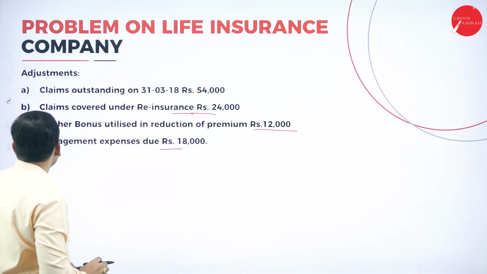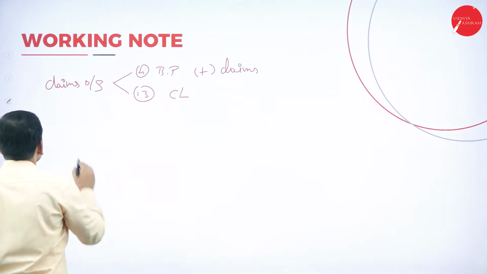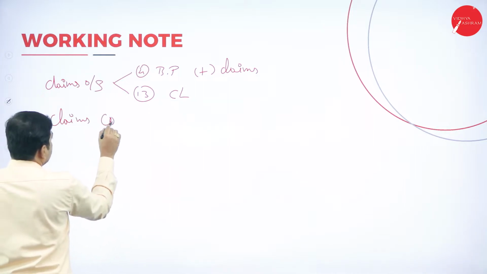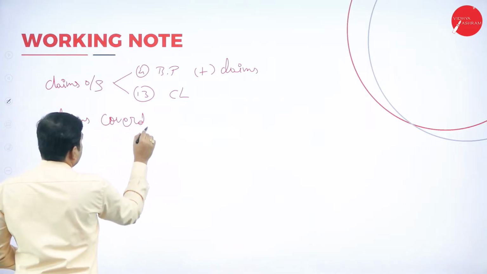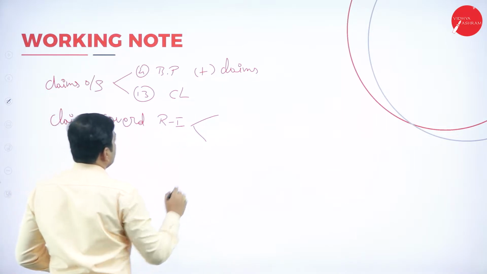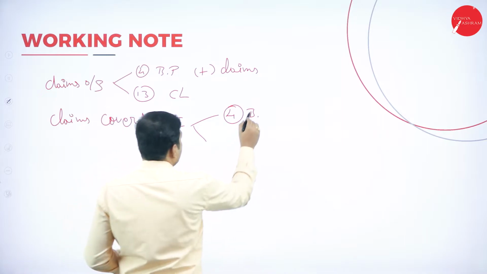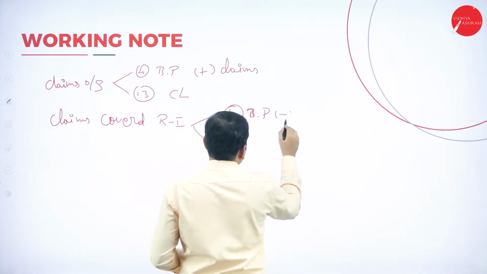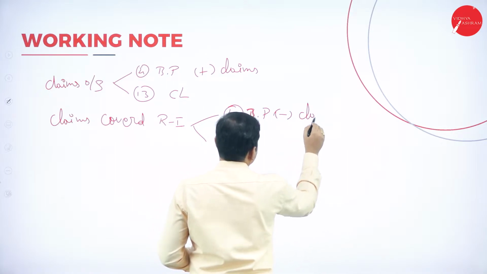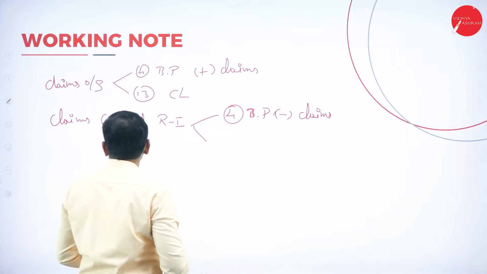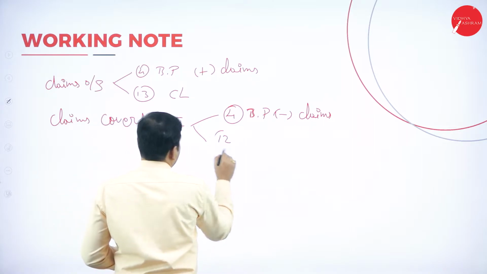Next one, claims covered under reinsurance. So where we have to show, so under schedule number 4, benefits paid. Under benefits paid, minus from claims. Minus from claims, again show it in the schedule number 12, current assets.